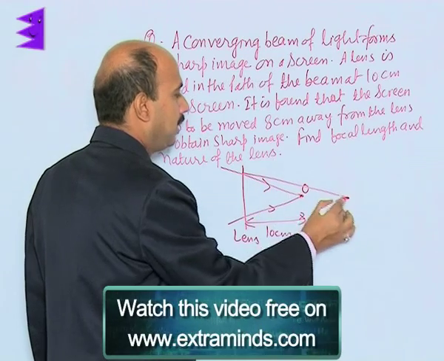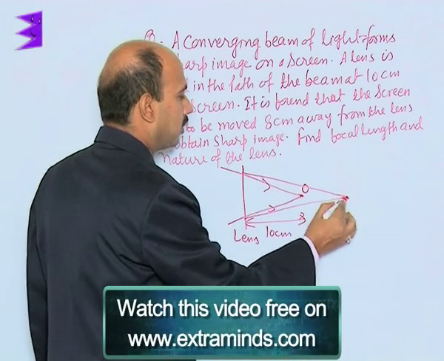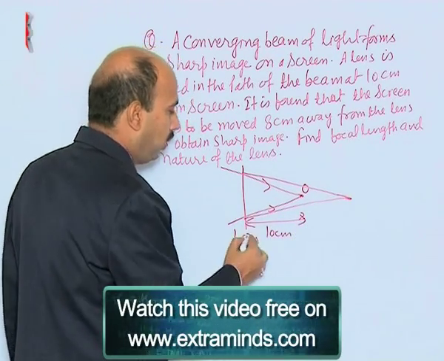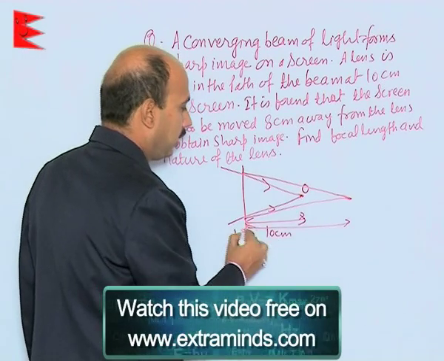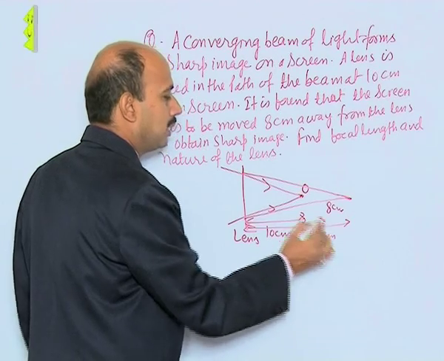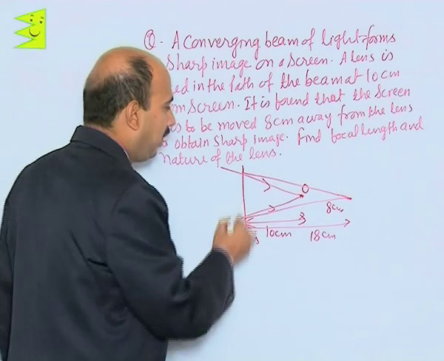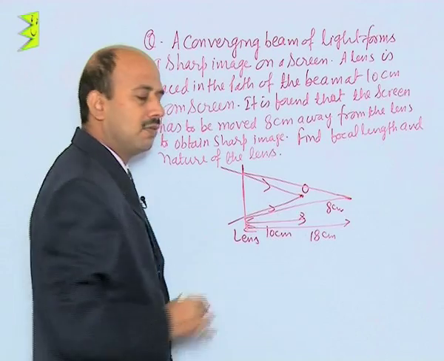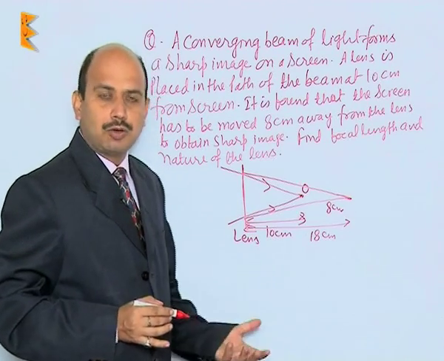So, obviously, the image is obtained at this point. So, this whole distance from here, it was initially 10, now it is 8 centimeters. So, that has become 18 centimeter. So, now you have to find out the focal length of this lens. By knowing the focal length, we can get the nature of the lens.